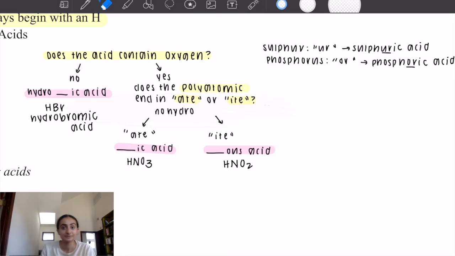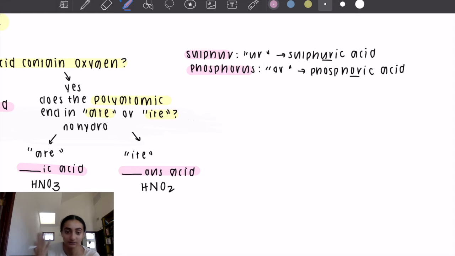There are some exceptions to the way you name acids based on the spelling of the element that's included. With sulfur, if you have anything with sulfur in the acid, you add this extra UR, so it would not be sulfic acid, but it would be sulfuric acid. It's just a little bit more of the element name. And with phosphorus, we would add an OR, so it's phosphoric acid, not phosphic.